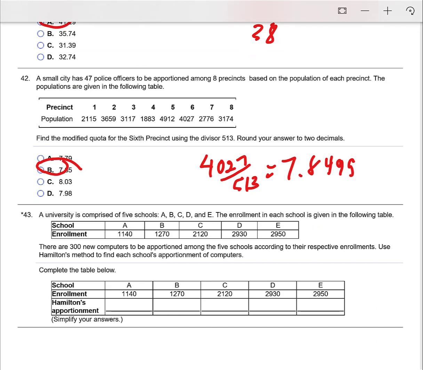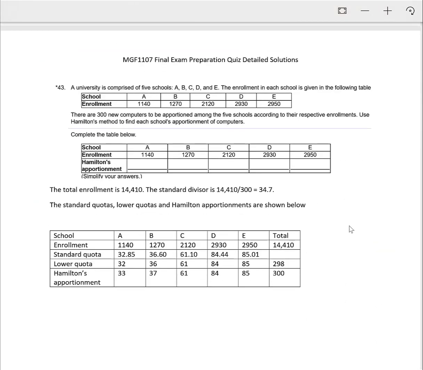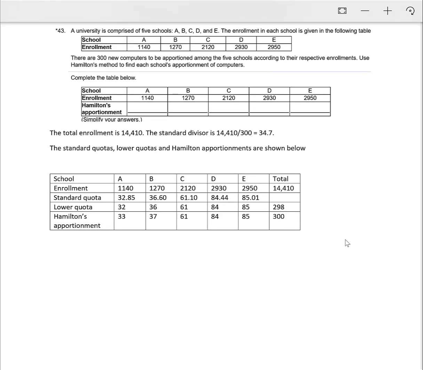Okay, for number 43, I have a detailed solution over here. They want us to do Hamilton's apportionment. The total enrollment of the schools is 14,410. If I divide that by 300 computers, I get a standard divisor of 34.7. Here's my table below. I took each of the school enrollments divided by the standard divisor to get the standard quota, rounded down. Notice I had only 298, so I had 2 extra computers to allocate, and I gave them to the schools with the largest decimal portion, which was school B and school A. And there's my final apportionment shown down there.